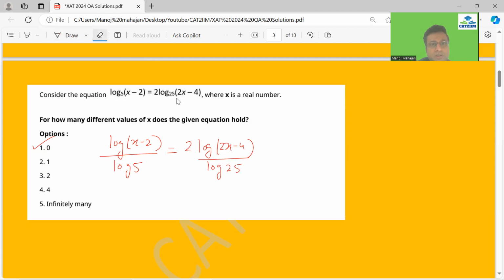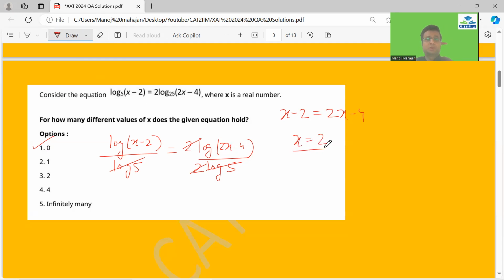If I further look at it, 25 can be written as 5 square. So 5 would be here, 2 would be here, right? Now I can cancel out, right? So this cancels out, this cancels out, this cancels out. Now log of x minus 2 is the same as log of 2x minus 4, so x minus 2 is the same as 2x minus 4. So if you solve this further, I guess x comes out as what?